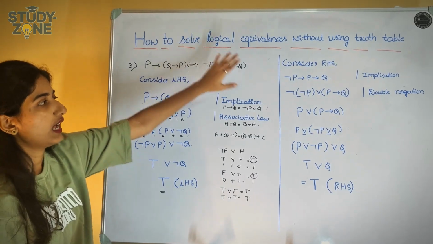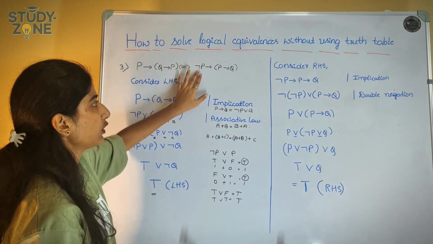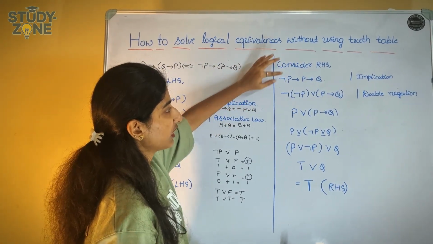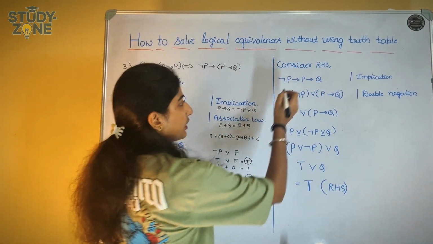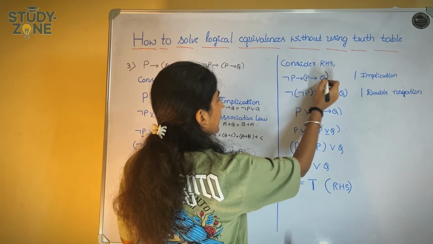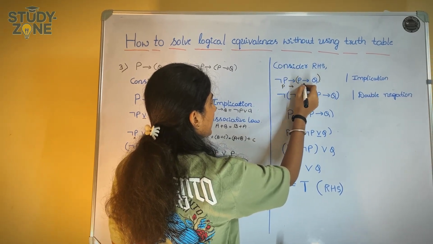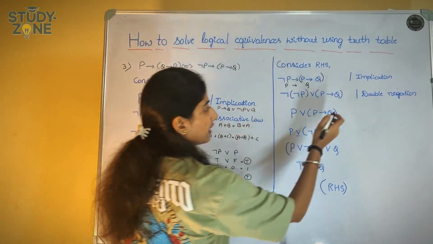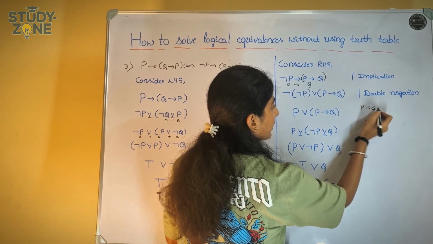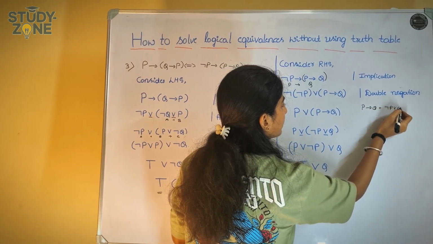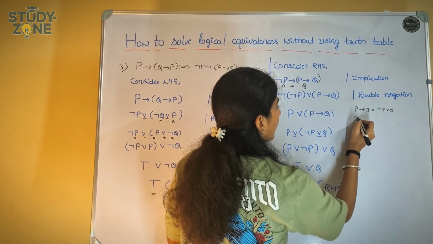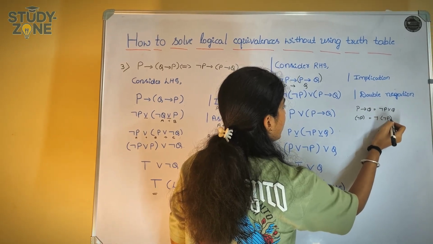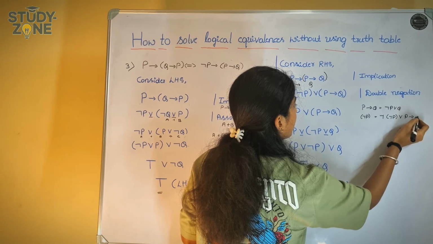So now let us consider RHS. In RHS we have not P implies Q, right? So not P implies Q. Same thing, we are going to apply the implication law. Here look carefully. We are going to apply the implication law on this P implies Q. Here in the P place there is negation P. Right, here look at this. We have P implies Q, correct? Here what will happen? Not P or Q. But in this case we already have negation P.